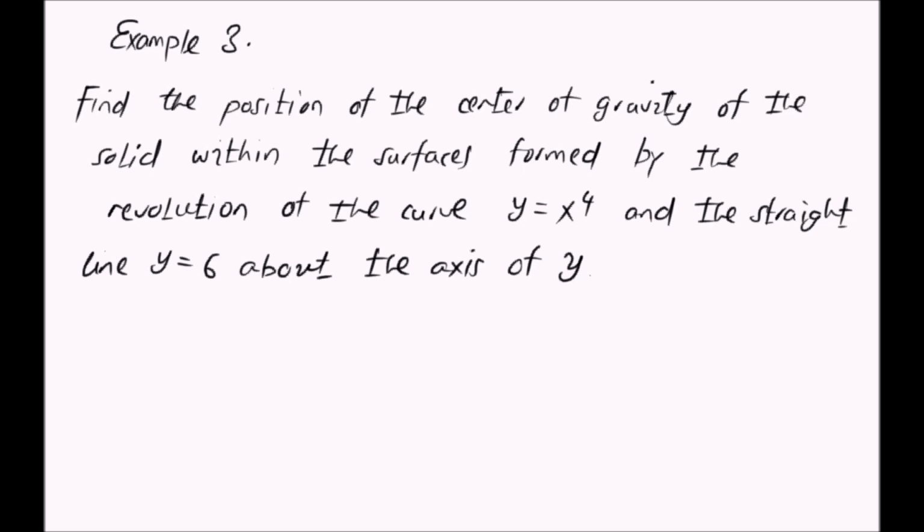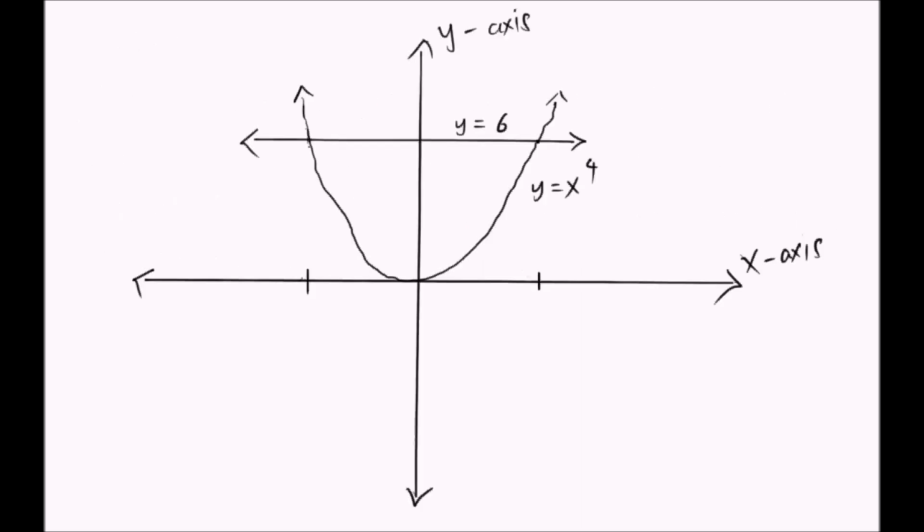So this now is example 3. Example 3 anasema find the position of the center of gravity of the solid. So it's a solid, mark is a 3-dimension, within the surfaces formed by the revolution of the curve y is equal to x power 4. So hiyo curve ukiichora ndio hiyo hapo. So hii ndo curve y is equal to x power 4.